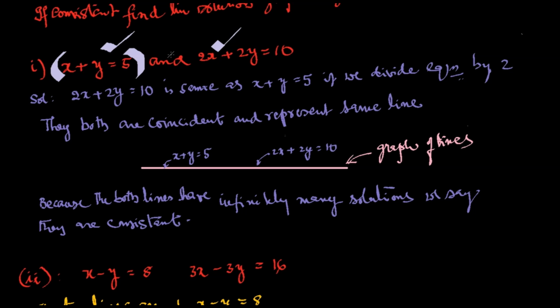a1 by a2 is equal to b1 by b2 equal to c1 by c2. So they represent the same line. They are one over the other. x plus y equal to 5, 2x plus 2y is 10. Both are lying one over the other. They have infinitely many solutions. So they are consistent.